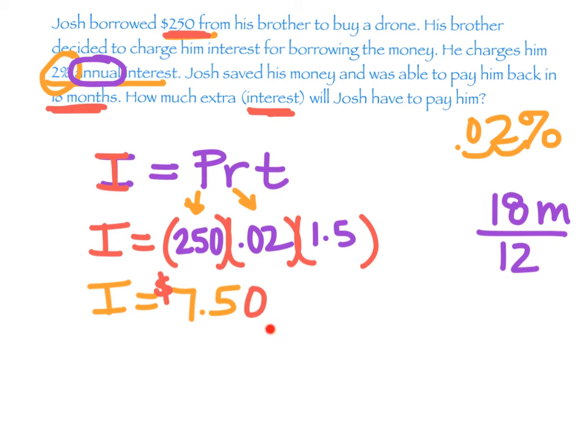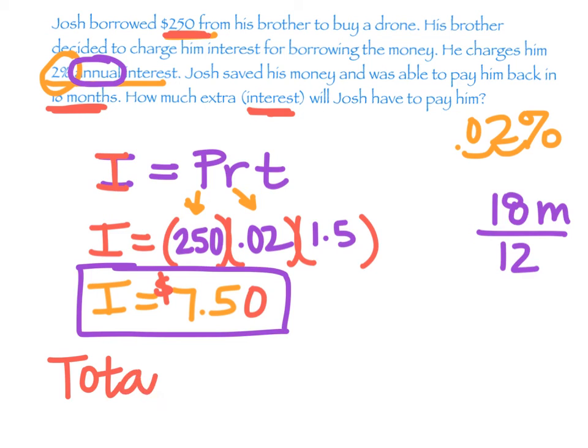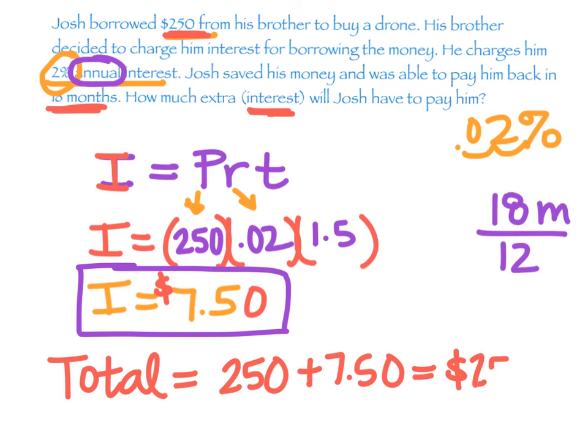Remember, this is either money paid or earned. So he's going to have to pay his brother $7.50 in interest. That was my question. Now, if the question would have said how much total does he have to pay his brother back? Well, he'll have to pay him $250 because that's what he borrowed. Plus, he has to pay him that extra $7.50. So if I add that up together, he's going to have to actually pay him $257.50. So the drone cost him $250, but he didn't have the money. He had to borrow it, so he's got to pay a little extra to his brother for letting him borrow it.